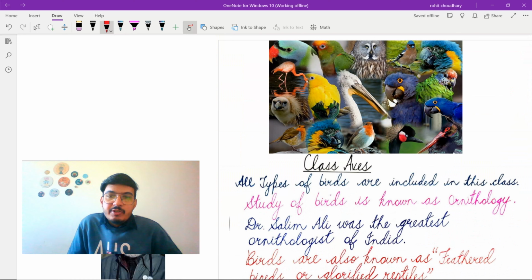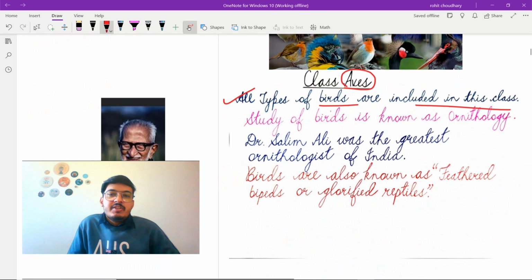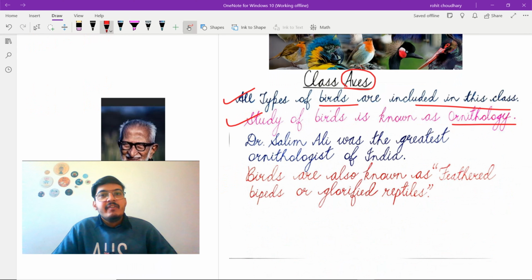First of all, we should know the meaning of this term. What does the term aves mean? It is derived from a Latin word aves, which means bird. So the first characteristic feature is all types of birds are included in this class. As the term says, the next feature is study of birds is known as ornithology. The scientific study of birds is known as ornithology.